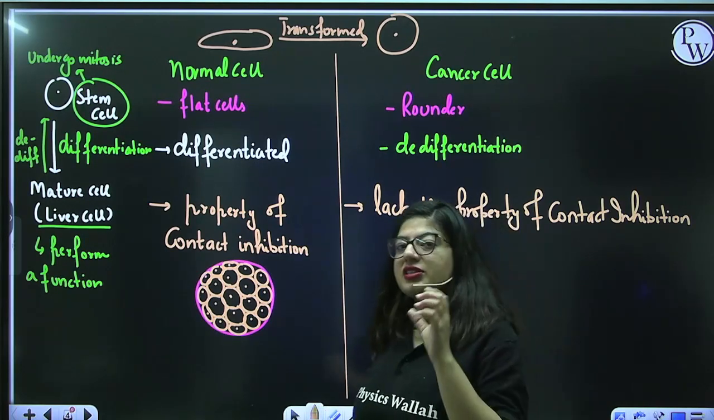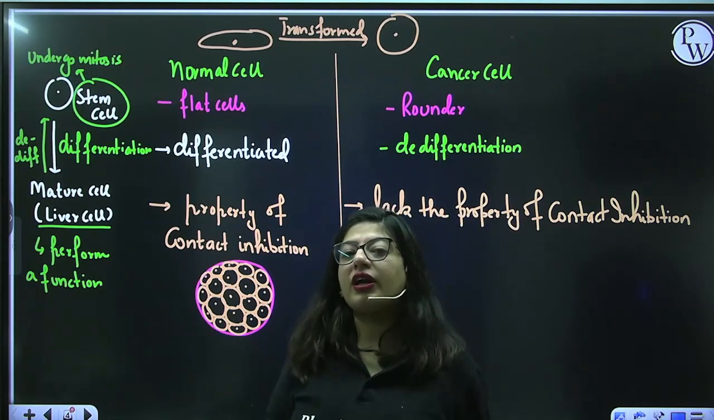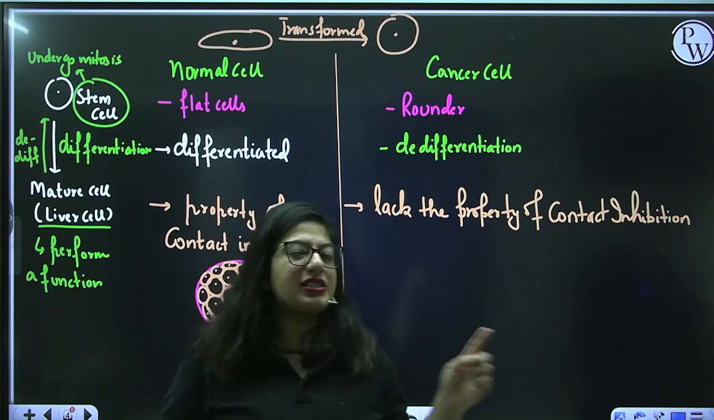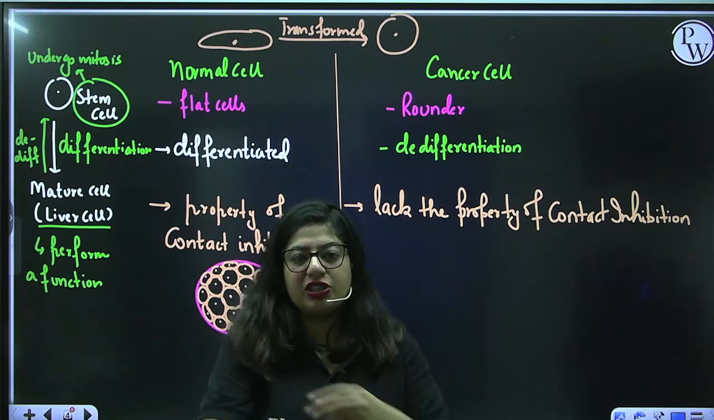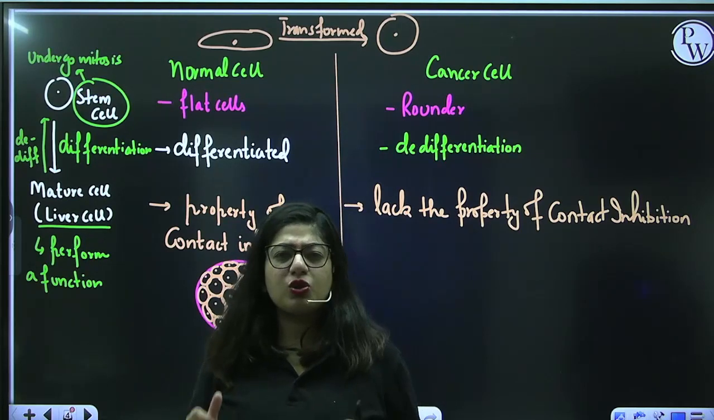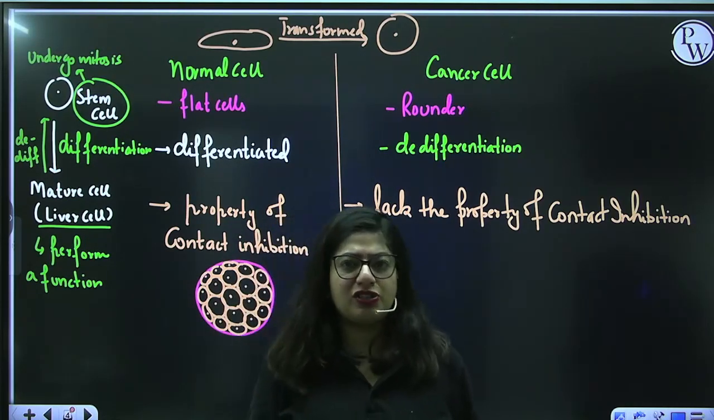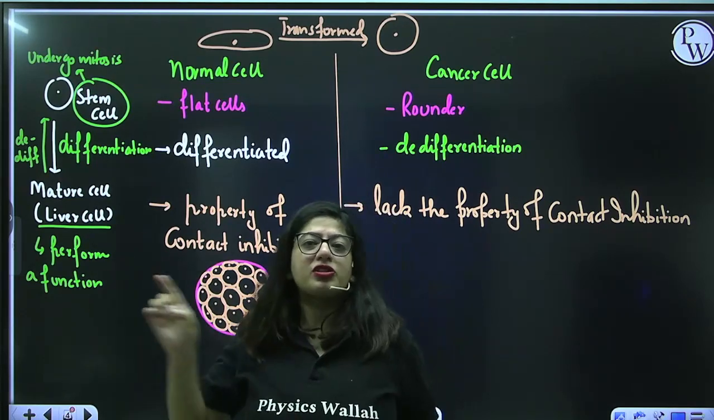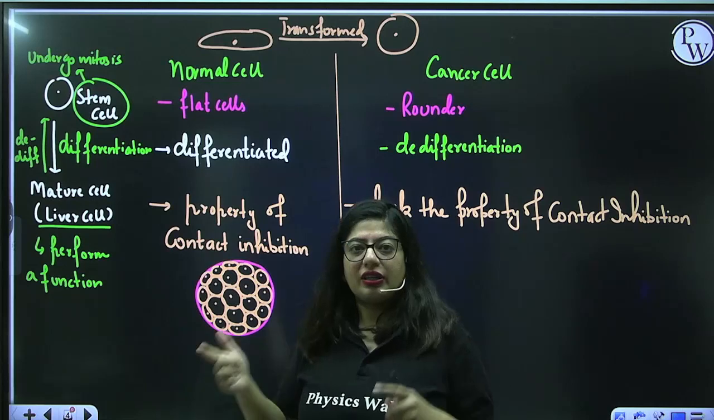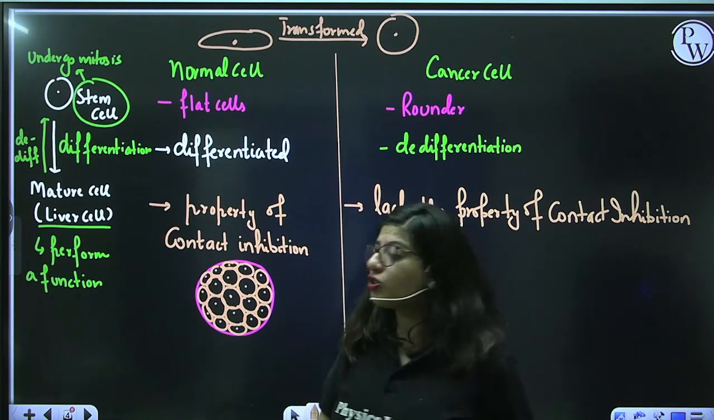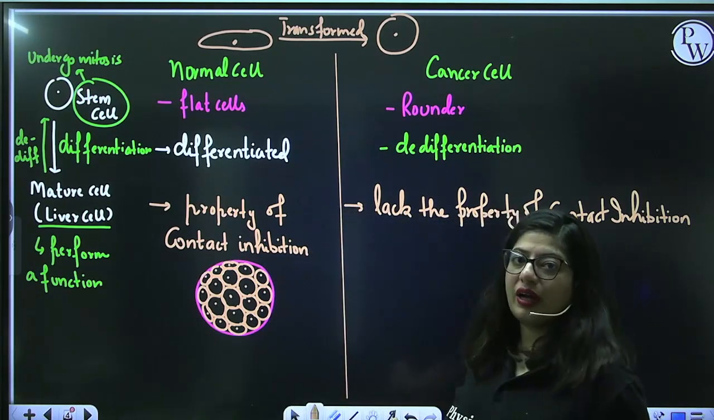Just like if there is a seat for three people on a desk and three people are sitting there, if the fourth one comes, you will start touching each other and you start feeling it's overcrowding, the fifth person cannot be adjusted here, and you will stop that person from sitting at your desk, right? That's a property of contact inhibition that is present in your normal cell. So normal cells have a property of contact inhibition.